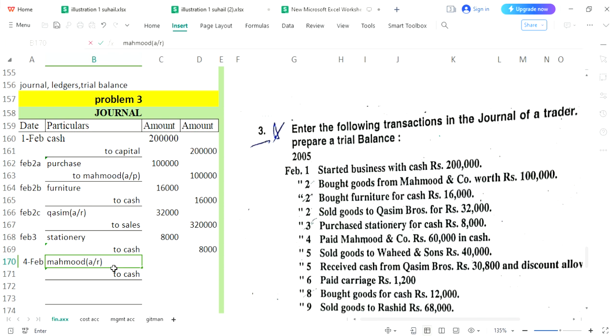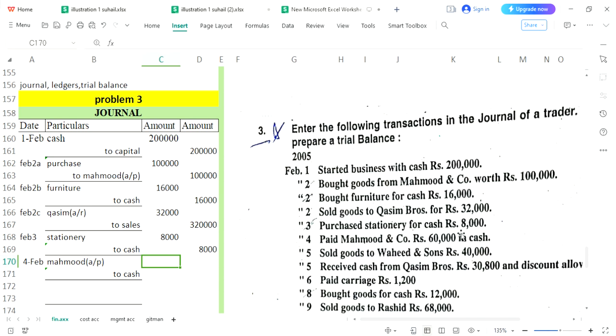Though he was your account payable, account payables are liabilities, and liabilities should be mentioned on credit side. Why are we then writing it on debit side? Because we have now paid. After payment he is not our liability, the liability decreased, that is why you have mentioned it on debit side. Mahmood, account payable, is mentioned on debit side, cash on credit side. Mahmood to cash is the entry.